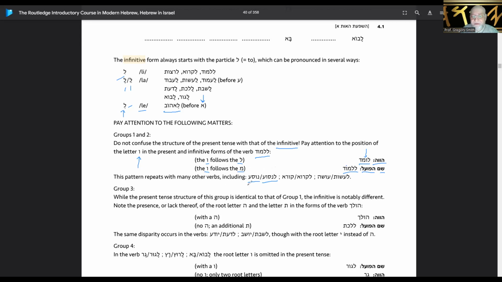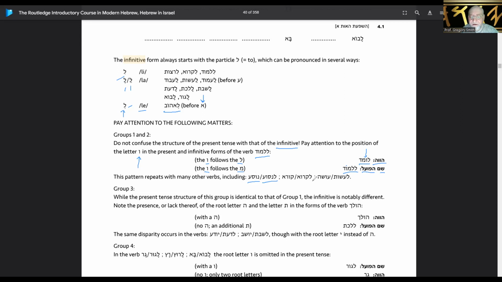I think this is nosa, perhaps. Yep, that's right. A passenger. נוסע, nosea. Okay, nosea.